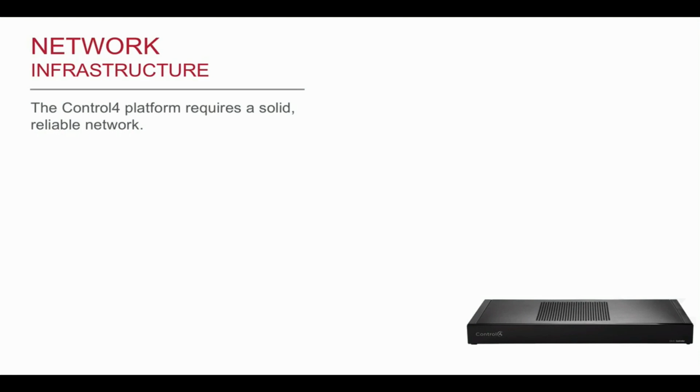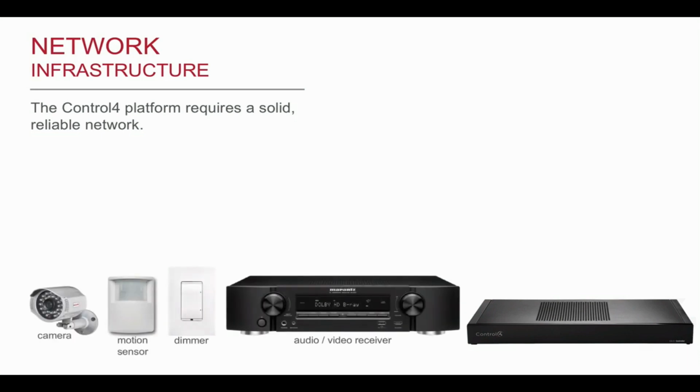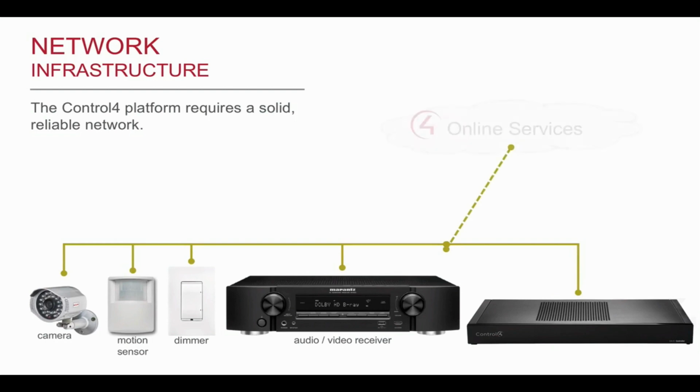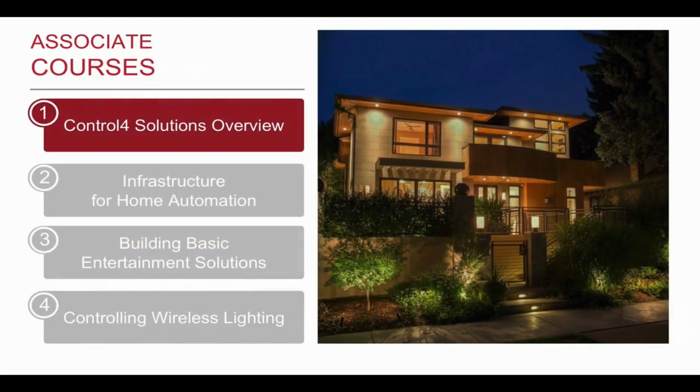There's one final concept to understand about the platform, and that is that it requires a solid, reliable network. The controller and almost all of the peripheral components it controls must be able to communicate with each other over some kind of home network. The controller also needs an internet connection so that it can access the Foresight service. Otherwise, the homeowner cannot remotely control their home with the mobile app, and you cannot remotely support them. The next course on your way to becoming a certified Control4 associate installer introduces you to the types of networks required by the various Control4 solutions that you have learned about in this course.